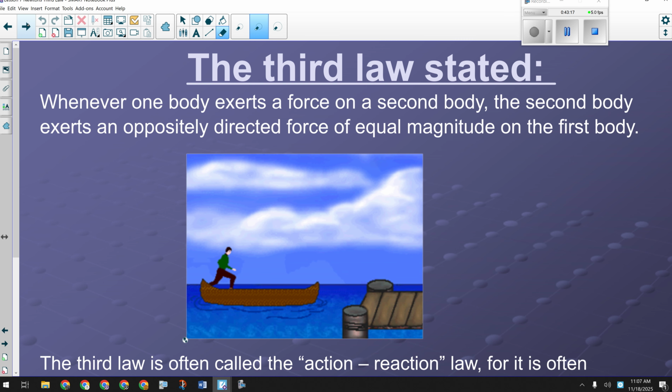Because they picture what will happen as you run along the boat. What will the boat do? The boat will move backwards. Is that a Newton's third law situation? The boat's moving backwards because you're pushing it backwards. But when you push it backwards, it pushes you forwards. This is absolutely possible. You could absolutely make this jump because when you push on the boat, it has to push back.